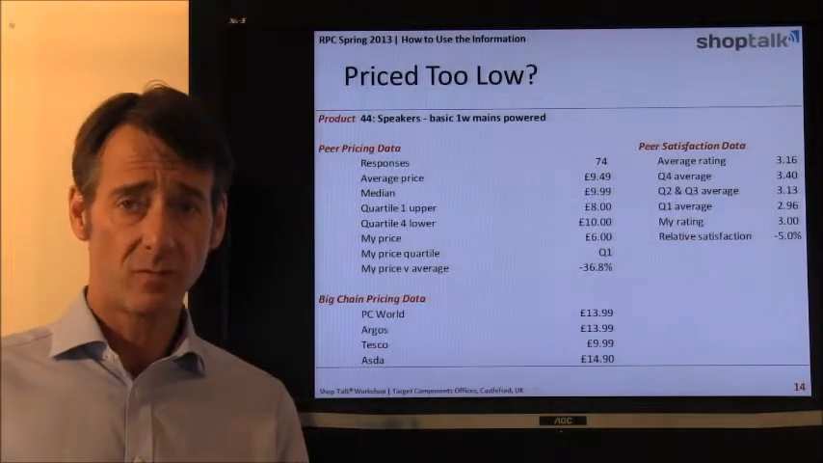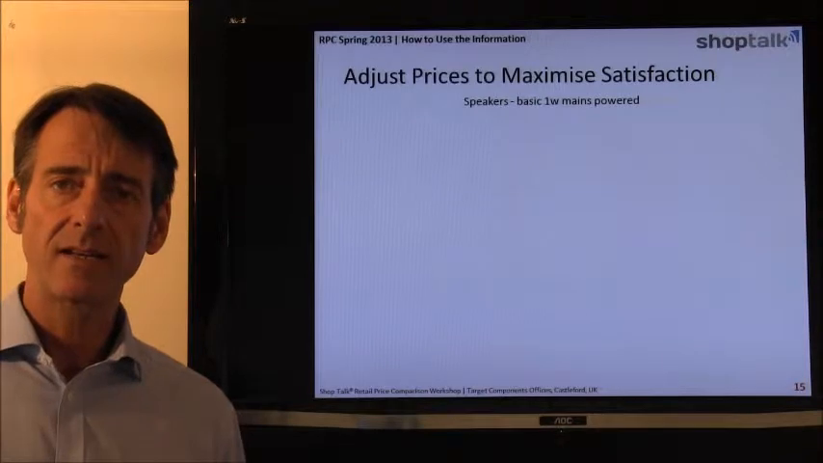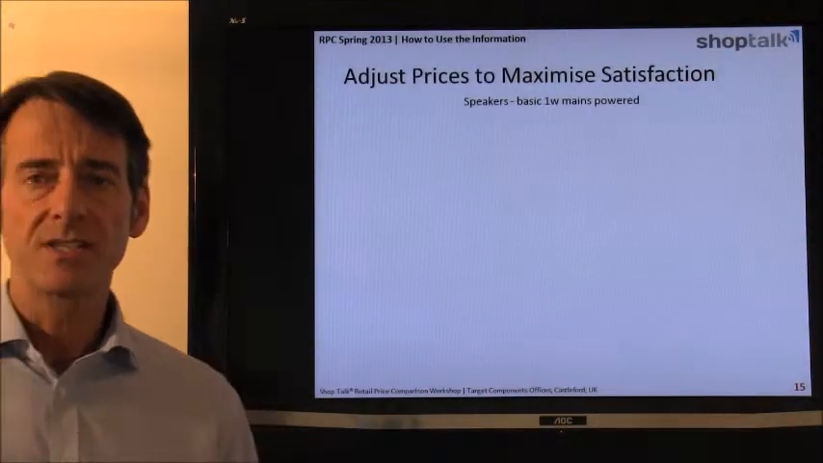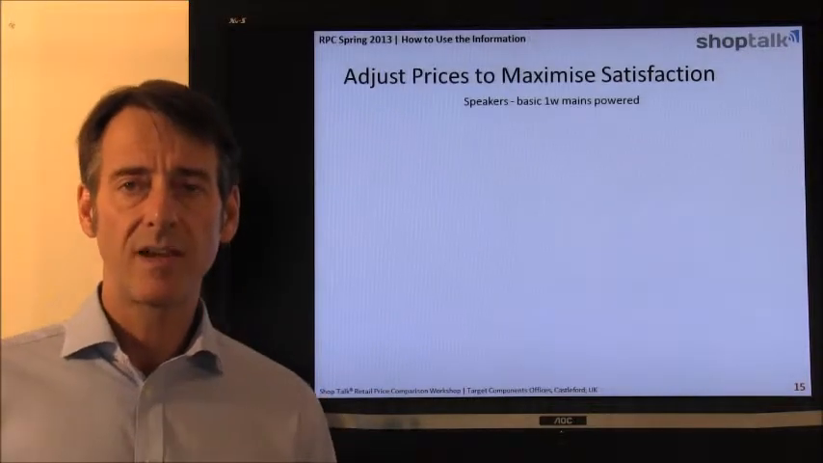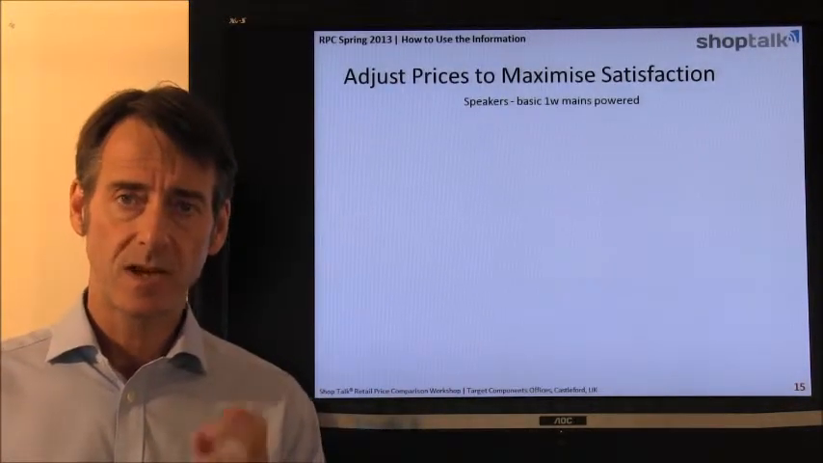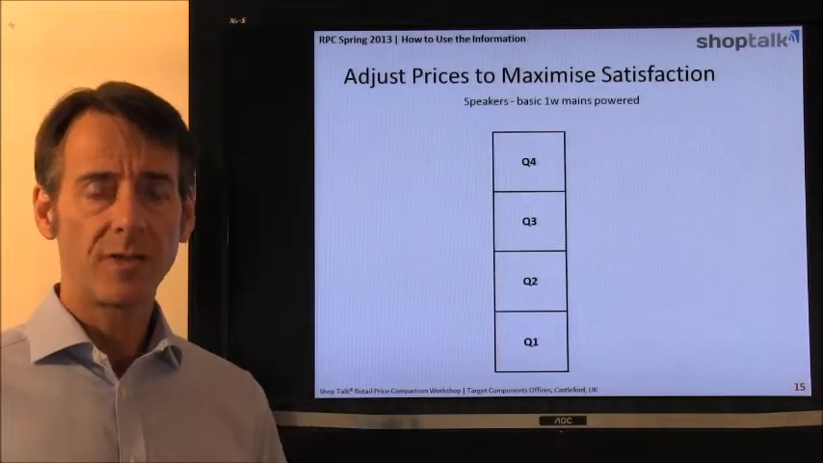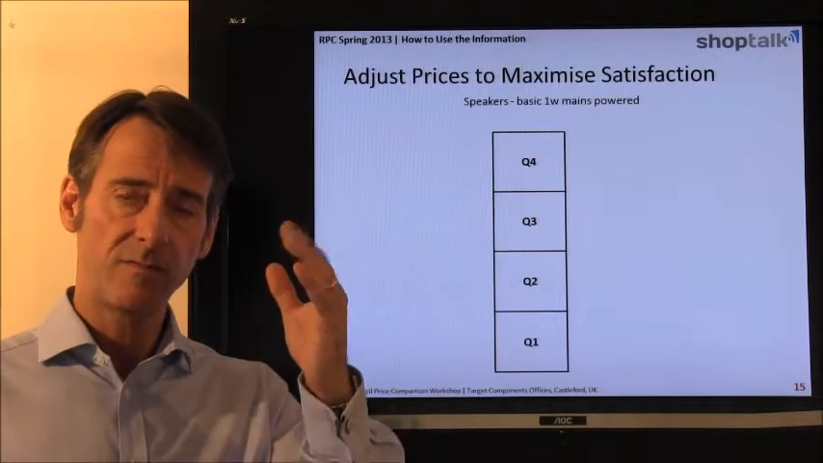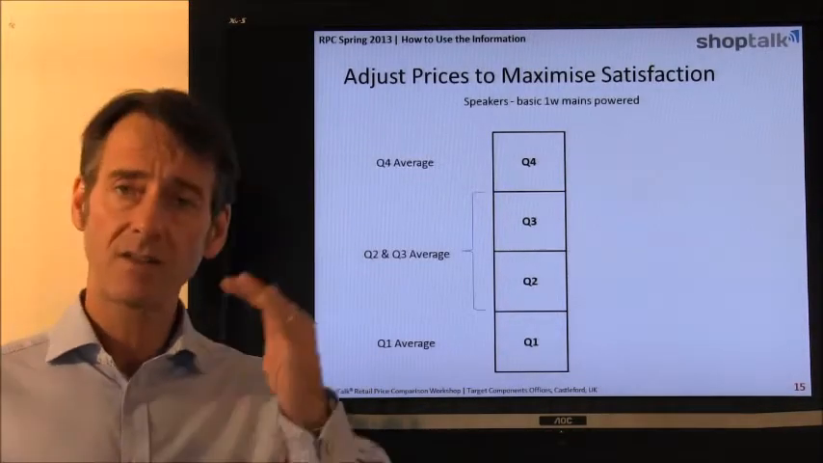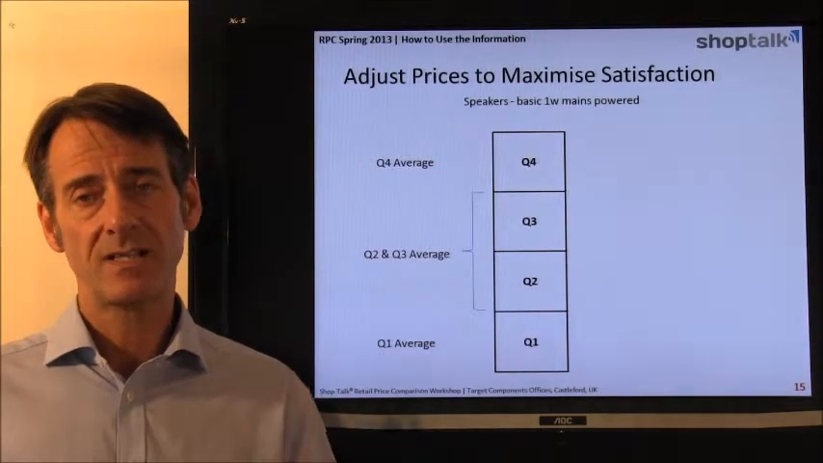How do we make sense of all of that? That's the question, isn't it? Okay, so the first point we start at is satisfaction. We're always looking to adjust our prices to be in line with those that give our peers greater satisfaction. So the start point is satisfaction, not price. We've got that structure of quartiles starting with Q4 at the top through Q1 at the bottom, and the 3 satisfactions that matter: the Q4 average, Q2 and 3 average, and Q1 average. That is the place to start.